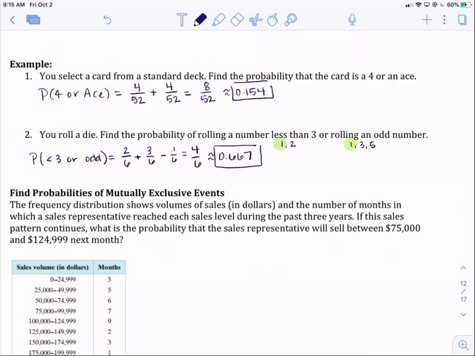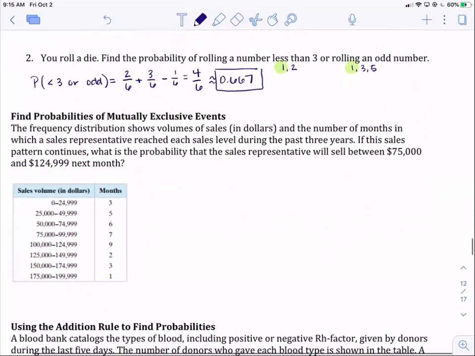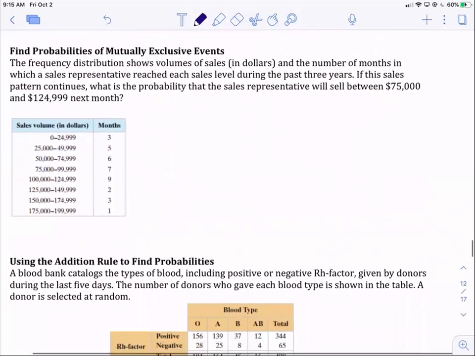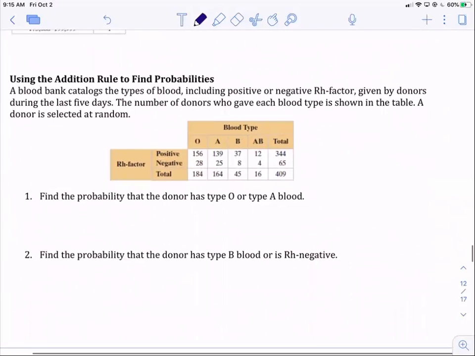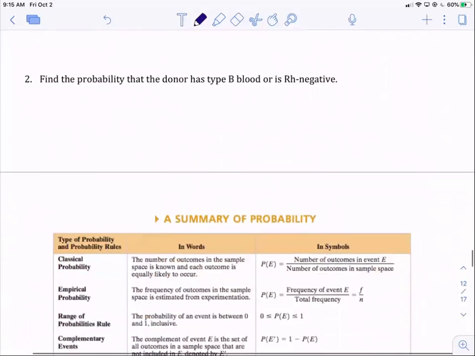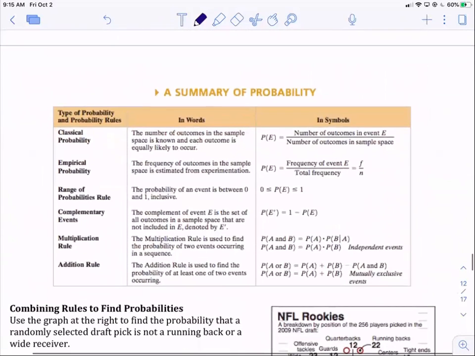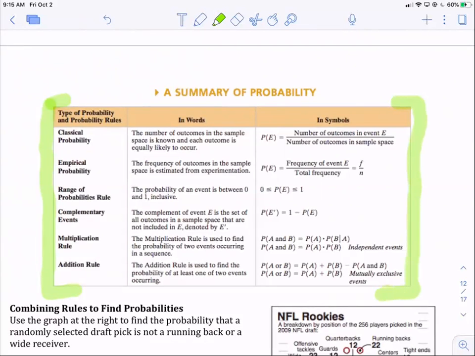I want you to try this next example, and then we will also go over using the empirical rule in class next time, and then we'll finish up this summary. This table is a great resource for you, as it includes just about everything we've talked about for probability. Use that to help you when you're completing your homework.